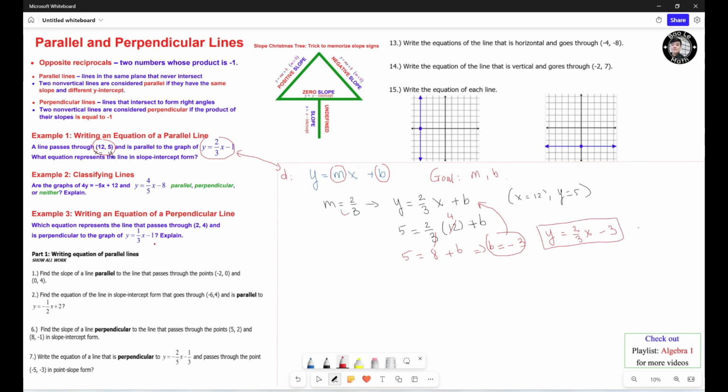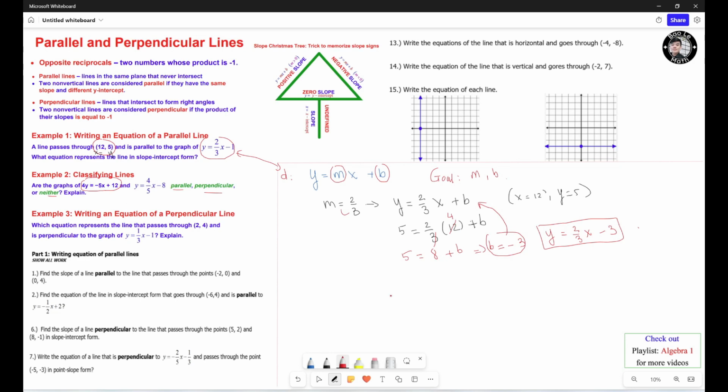Alright. Let's move on to the second example. Classifying the lines. Are the graphs of 4y equals negative 5x plus 12 and y equals 4/5 x minus 8 parallel, perpendicular, or neither? Okay, so let's take a look at this one right here.